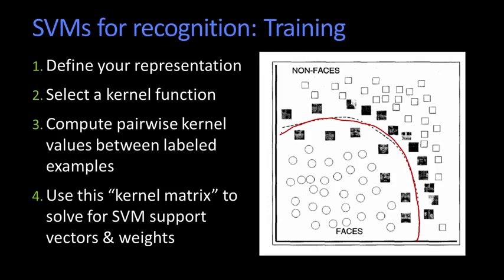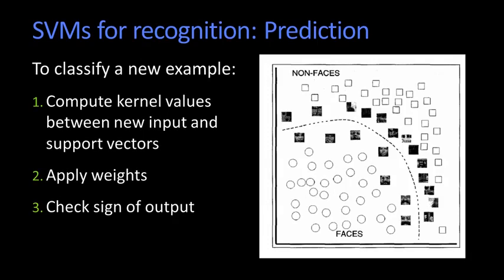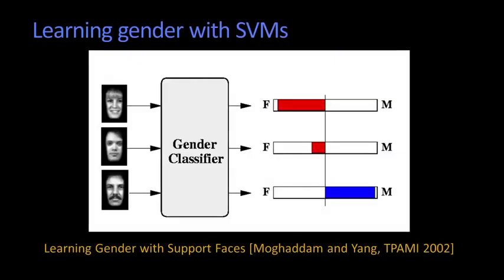So at training, this is how you do the training. And then at recognition, to classify, it's very simple. You take a new example, you compute the kernel values between it and only the support vectors, multiply by the weights, the alphas, and if it's positive, it's a positive example, negative net, so here it's sort of faces and non-faces. Let me show you one of the earlier examples using this in a way that was kind of intriguing.